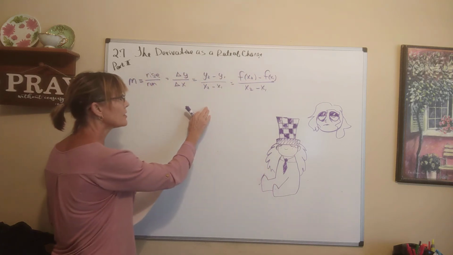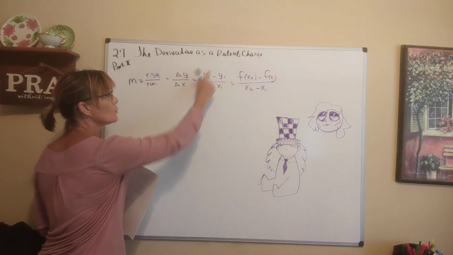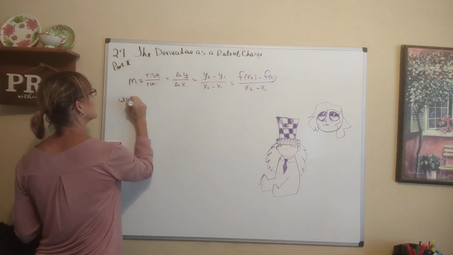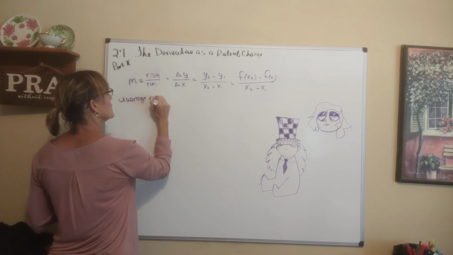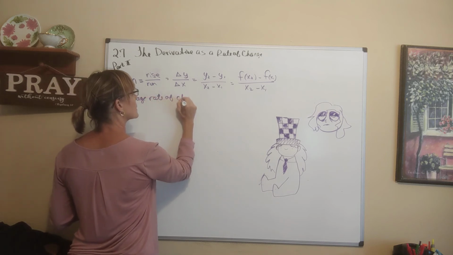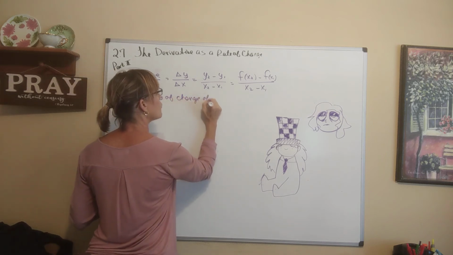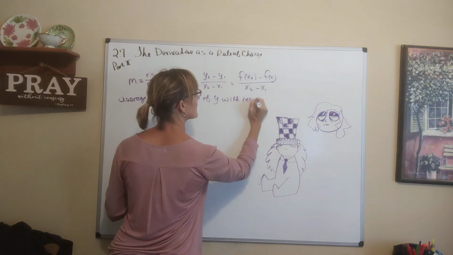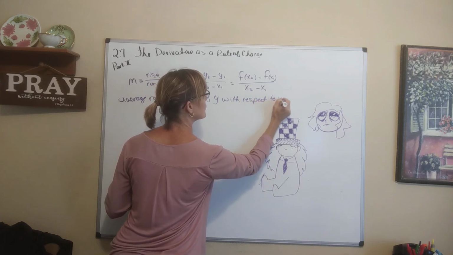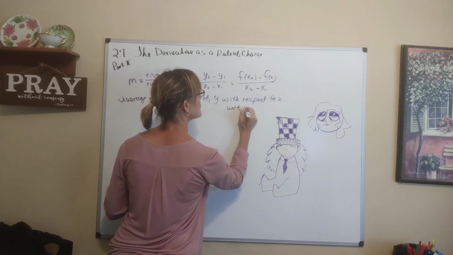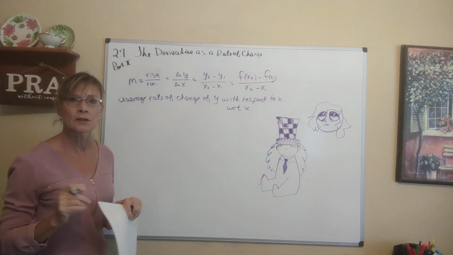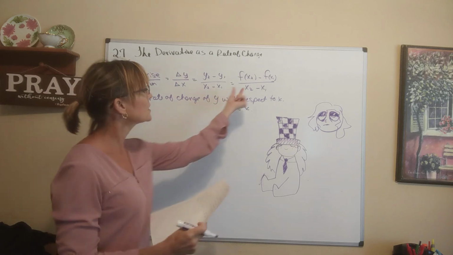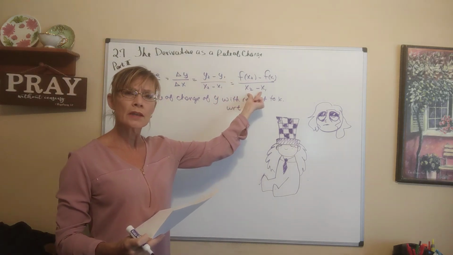But this is called the average rate of change. This is known as the average rate of change of the y's with respect to x. That's what that is. The average rate of change of y with respect to x. I might write it like that sometimes. That's a little abbreviation.